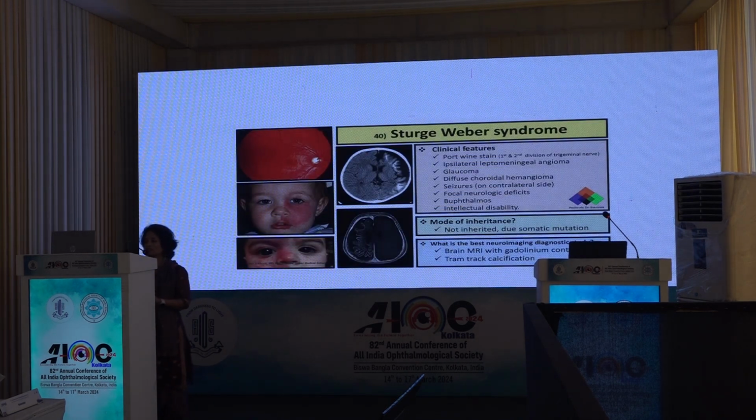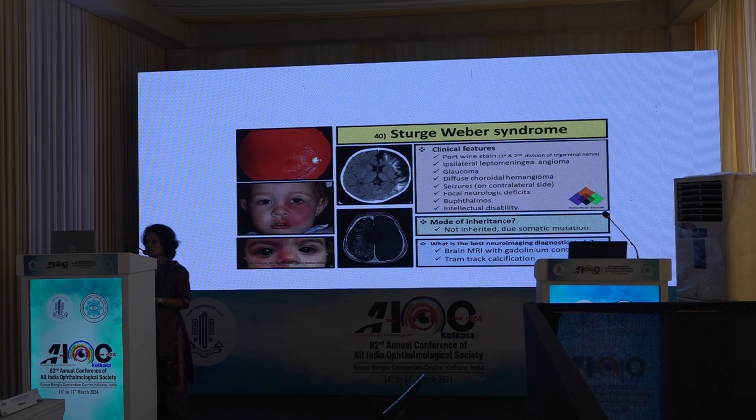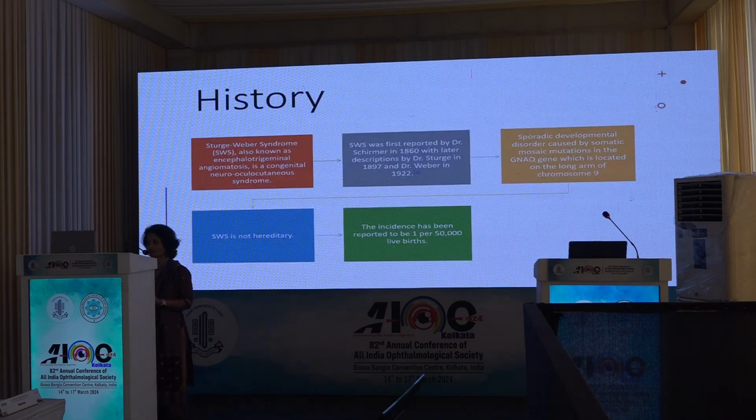Now, the basics: what is Sturge-Weber syndrome? It is a port-wine stain with ipsilateral leptomeningeal angioma. It is associated with glaucoma, then diffuse choroidal hemangioma, seizures and focal neurological deficit, buphthalmos. If the child presents at an early age, they present with buphthalmos. Intellectual disability. It is not inherited; it is due to somatic mutation. And the brain MRI with gadolinium contrast is very important, and it shows tram-track calcification.